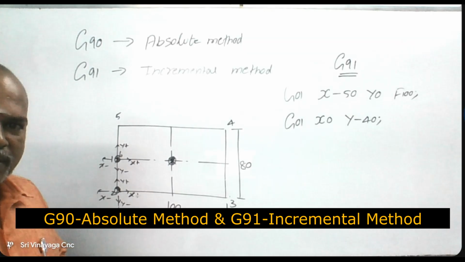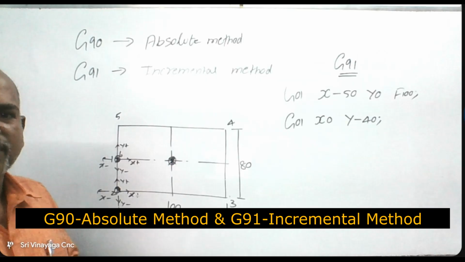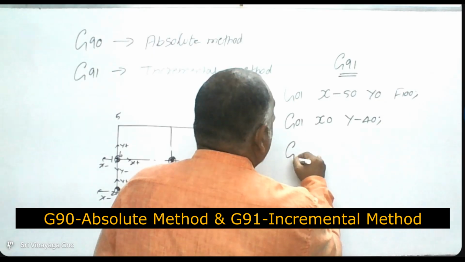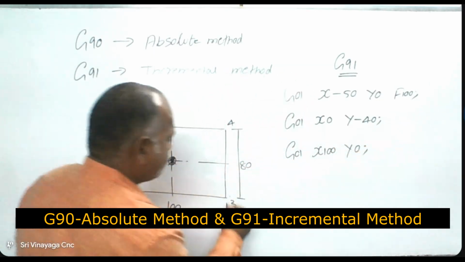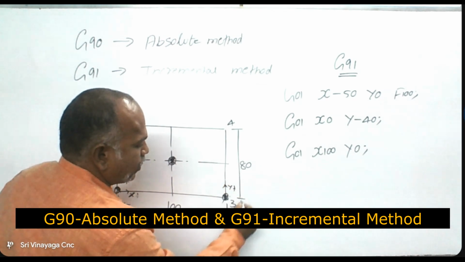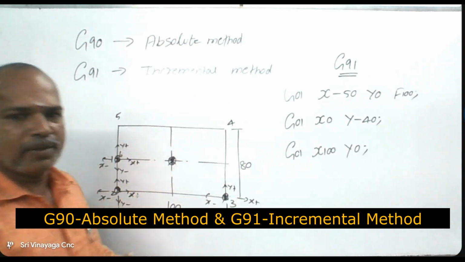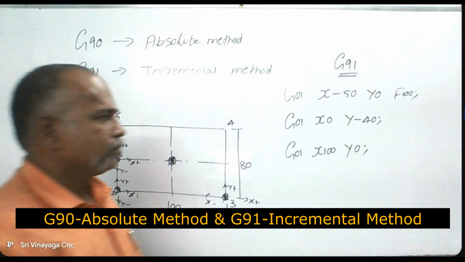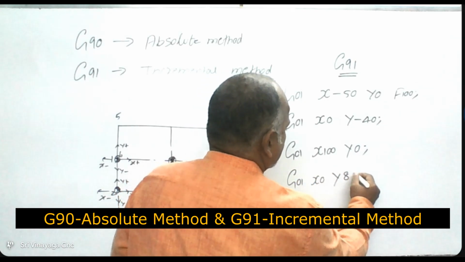Next, X is going to be plus 100 and Y is going to be 0. Now this portion is known as the reference point. This is Y plus, this is Y minus, X plus, and X minus. From here to here, X is 0 and Y is plus 80.